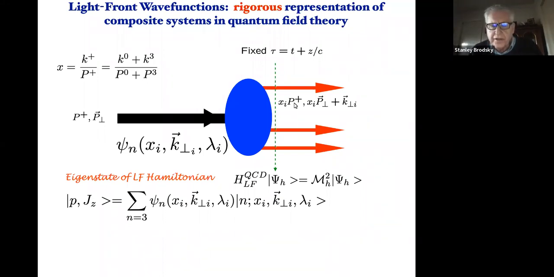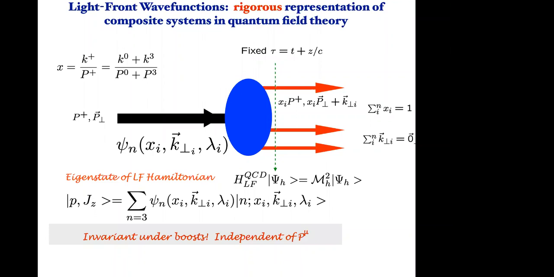In absolute units, x_i P plus, x_i P perp plus k perp. So these wave functions don't care what P plus and P perp are. They're independent of the hadron's motion. They're intrinsic to the hadron. The sum of the x's is 1, that's just momentum conservation. The sum of k perps equals 0. And the lambdas are the spins.